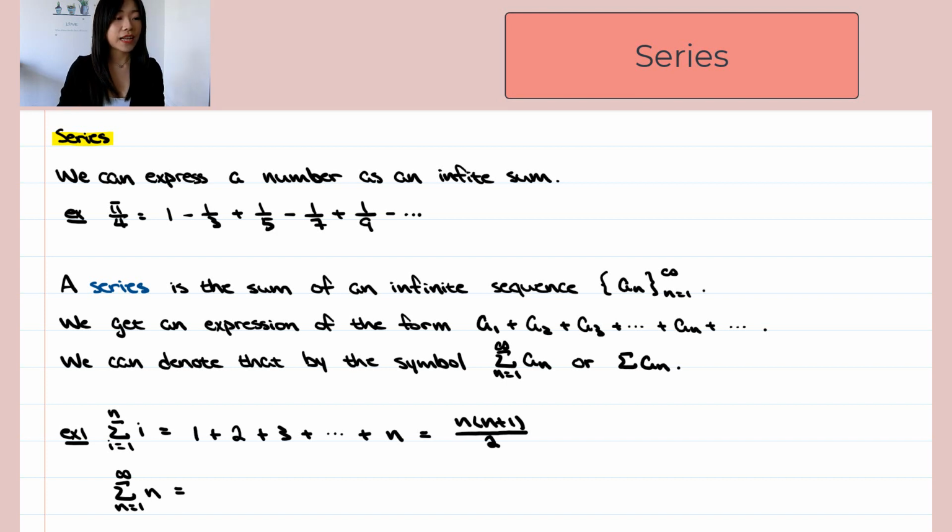How about if we have an infinite sum? Instead of adding up to n, now we add all the numbers as n goes to infinity. If we expand this sum, that is 1 plus 2 plus 3, and then plus n, and that keeps going forever. But if we keep adding values, you'll note that this series will go to infinity.